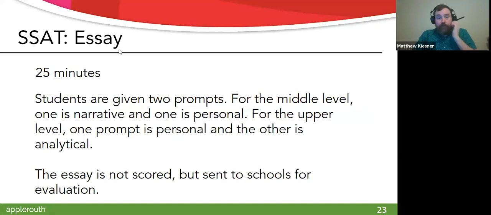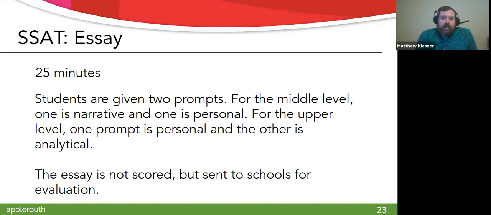So for the essay, it's 25 minutes, which is not a lot of time to write an essay. And they're getting 2 prompts. The middle level is one's gonna be narrative, and that'll be like the beginning of a story. And one's personal. For the upper level, one is personal, the other one's like analytical. So personal is like an experience you've had, and the analytical one is like more abstract, like what should a school provide its students and stuff.